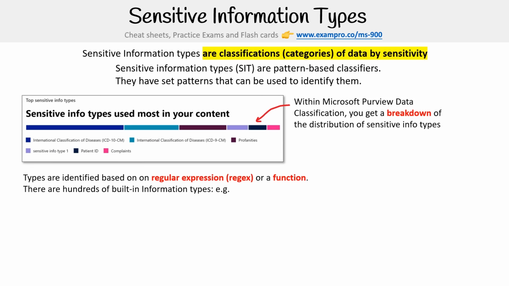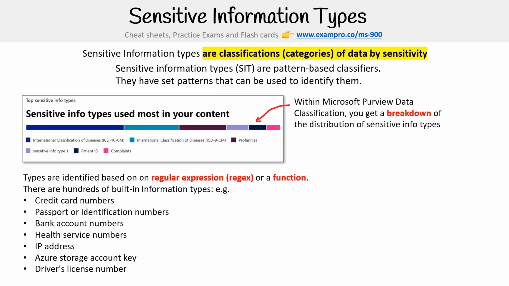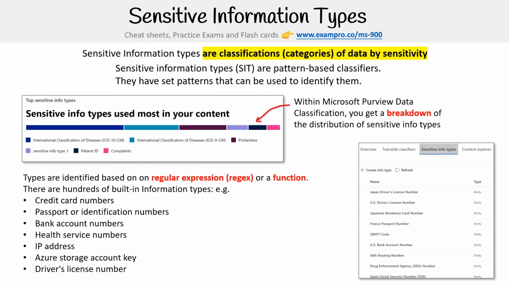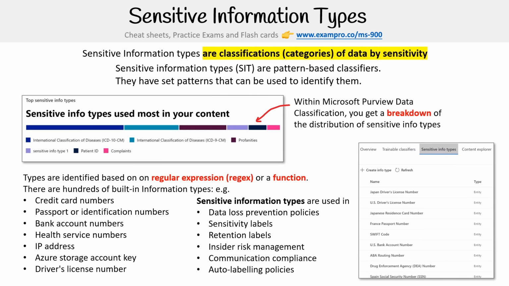There are hundreds of built-in information types, for example, credit card numbers, passport or identification numbers, bank account numbers, health service numbers, IP addresses, Azure Storage Account keys, and driver's license numbers. So it's a huge list. And so here's a list of some sensitive info types. These sensitive information types are used in data loss prevention policies, sensitivity labels, retention labels, insider risk management, communication compliance, and auto labeling policies.